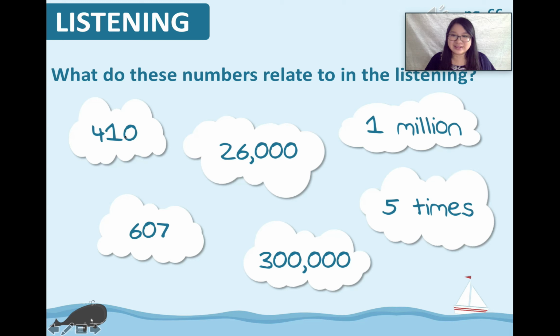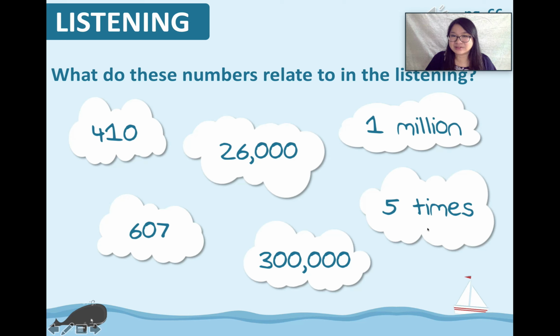410, 607. 26,000. So when you see 3 zeros, we just look at the first number, 26, then we add the word thousand. 26,000. Same. 300,000.